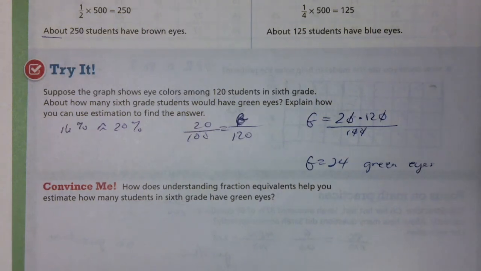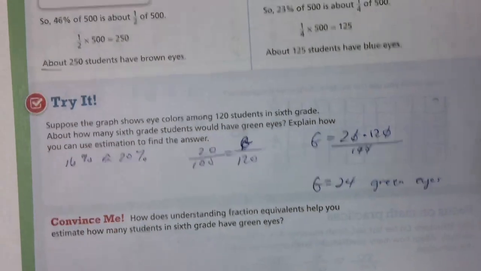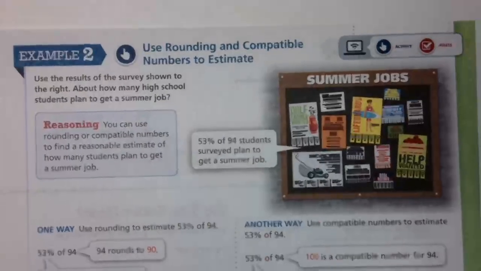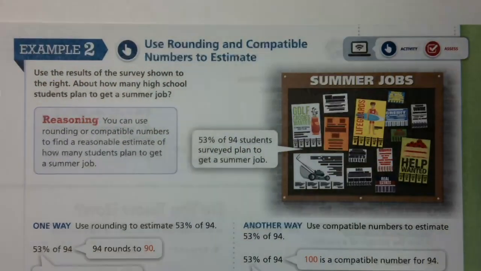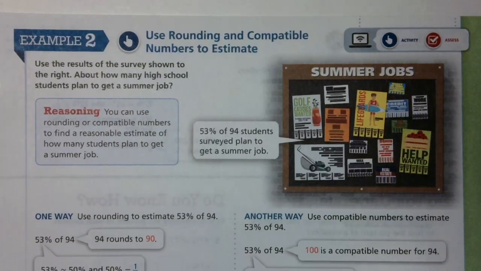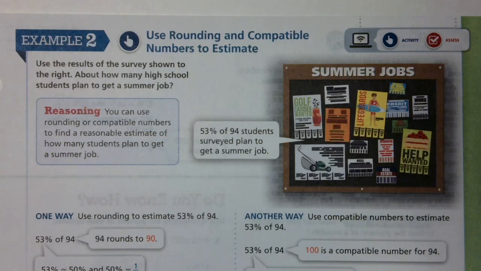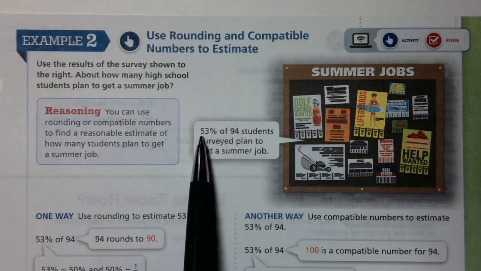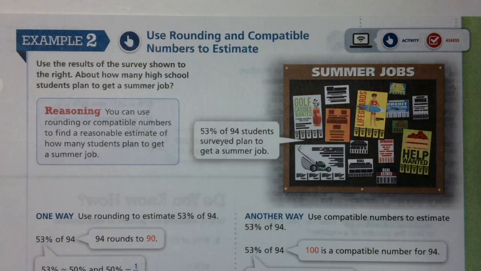Okay. I'm not going to ask you to do the convince me. We're going to go on to example 2. Example 2 is use rounding and compatible numbers to estimate. Okay. Use the results of the survey shown to the right. Here's the survey. It says 53% of the 94 students surveyed, so their total is 94, and 53% plan to get a summer job. Okay, so it says you can use rounding or compatible numbers to find a reasonable estimate.